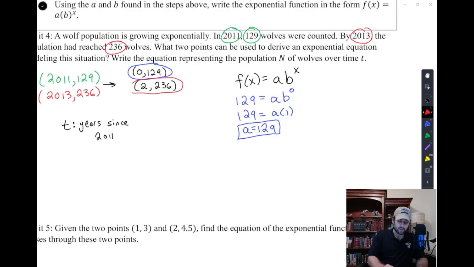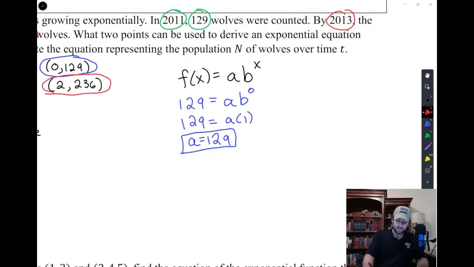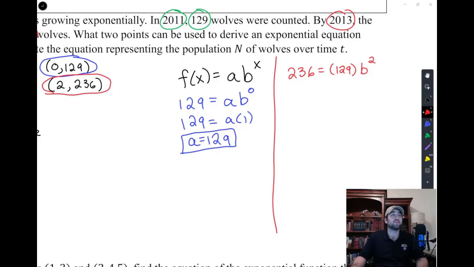And so then I'll use this red one. I'll say, okay, now that I know a, I'm going to plug all these numbers in and find b. And so using the red point, I'm going to say 236 is my output, or my y value, or my f of x, is equal to 129 times b, because I don't know b yet, raised to the second, because that's 2 years have passed. I'm plugging in my input for 2. And then I'll solve for b. And if you solve for b, you get b equals the square root of 236 over 129.